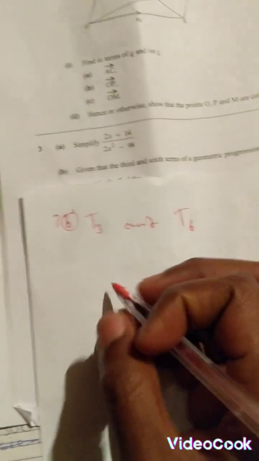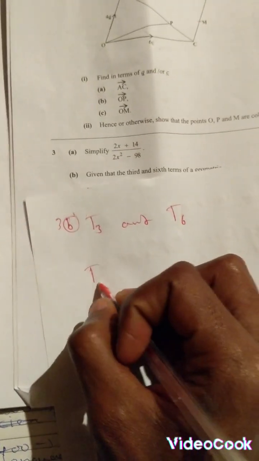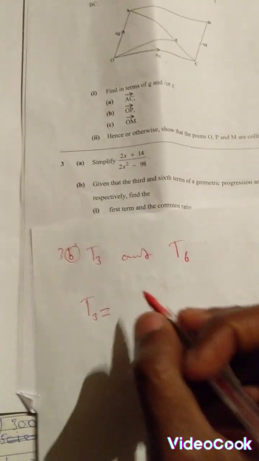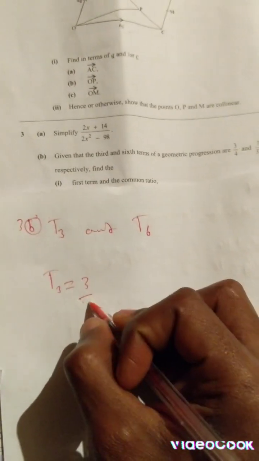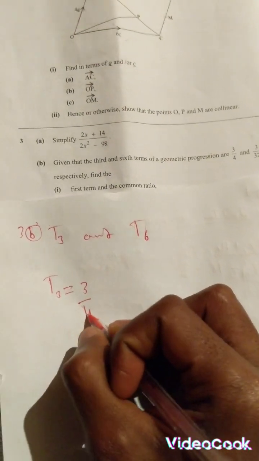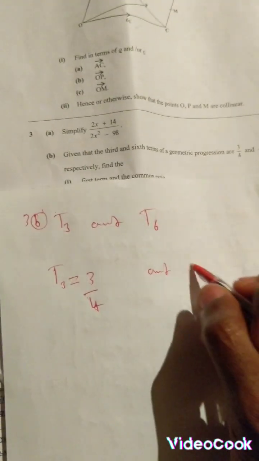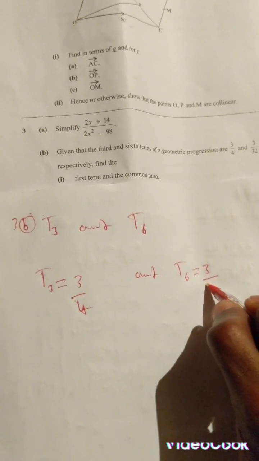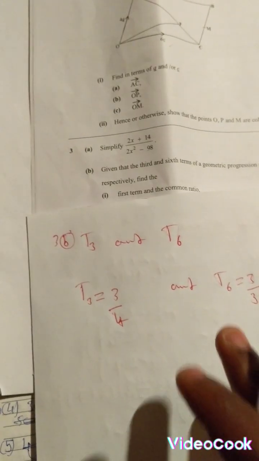So what I mean is, I'm trying to mean like this. We are going to say they are saying the third term is equal to 3 over 4. Then they are saying the sixth term is equal to 3 over 32. Okay, that is the English that is here.